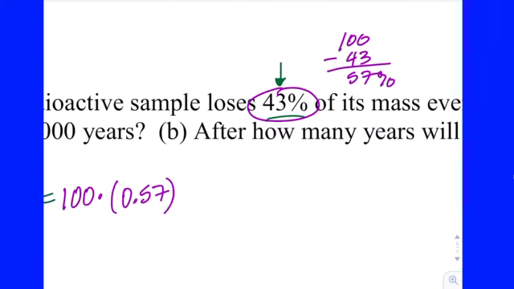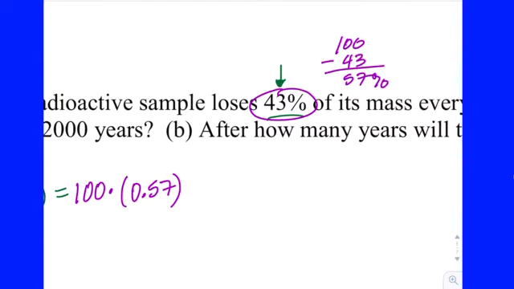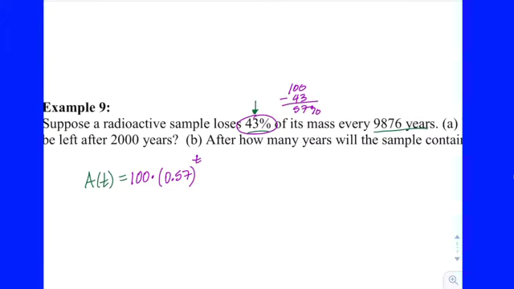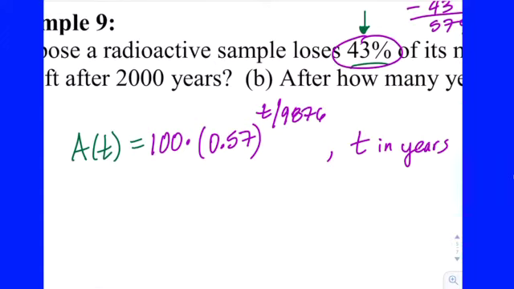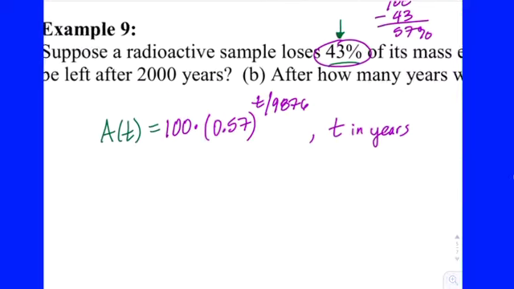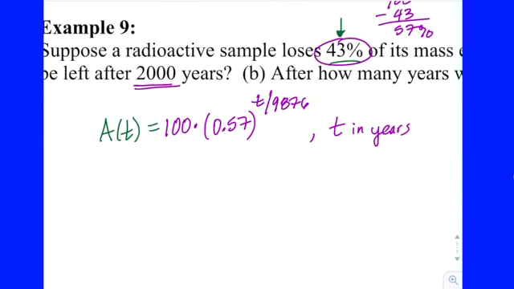We're measuring how much is left, 0.57. And it would be to the power of T what? Divided by, good, 9876. And then we'll put comma, T in years. There you go. There's a model. Beautiful. All right, now we can use it to answer part A. What percentage will be left after 2,000 years? Is 2,000 years an amount of sample, or is it an amount of time? Time. So this is the plug and chug variety.